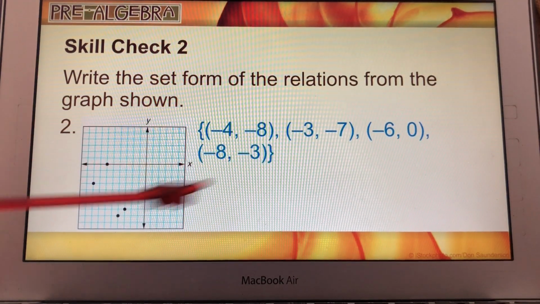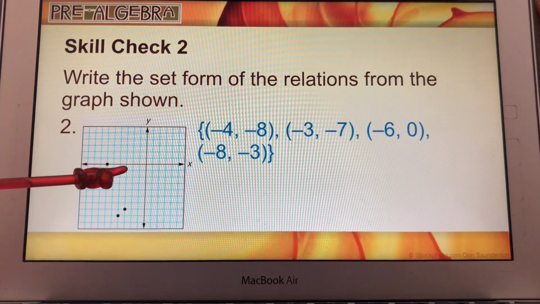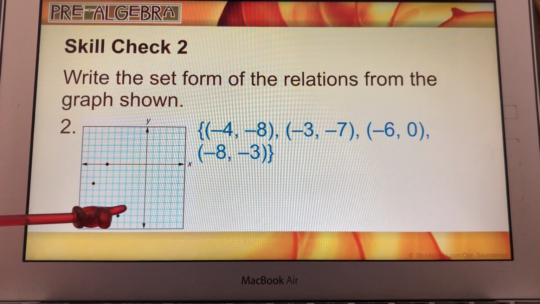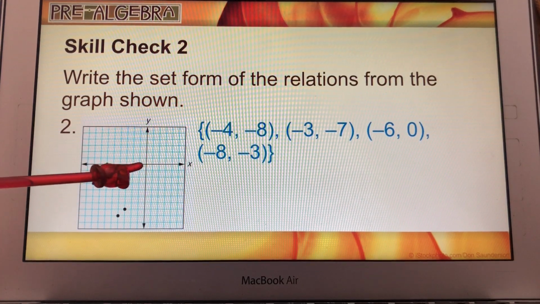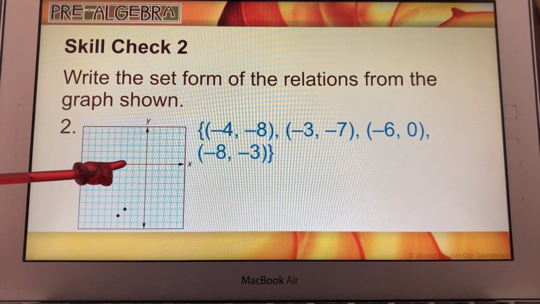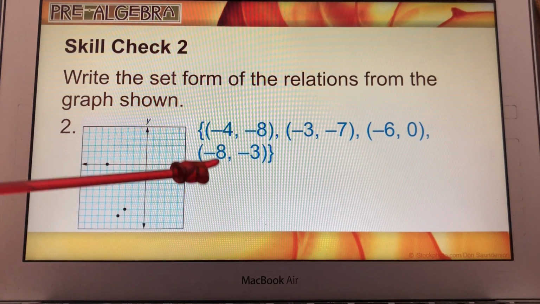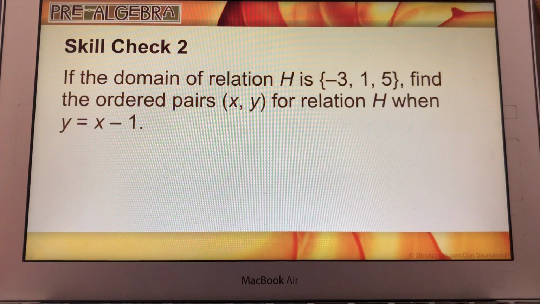Then here's the next point. Okay, -1, 2, 3, 4, 5, 6, 7, right there. And then all the way over this lone point right here, -1, 2, 3, 4, 5, 6, 7, 8, and -3, 1, 2, 3. That's at -8, -3. So those are your examples here.